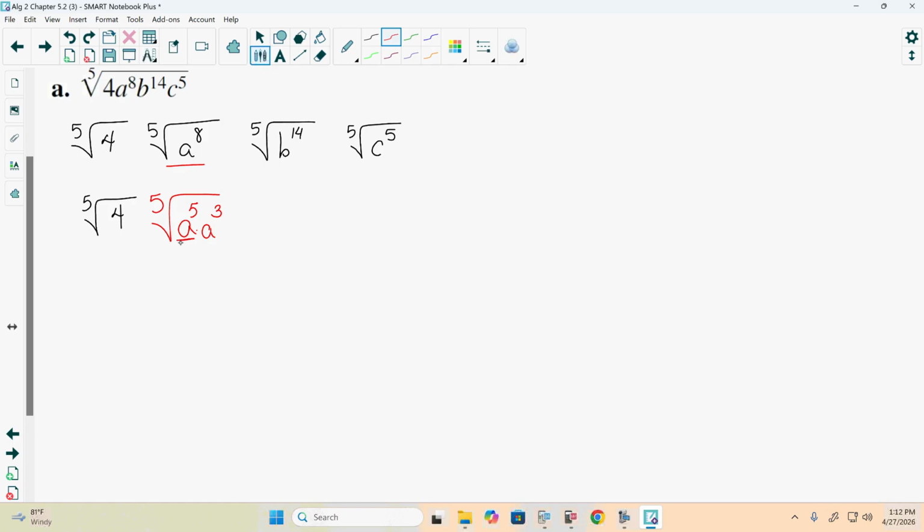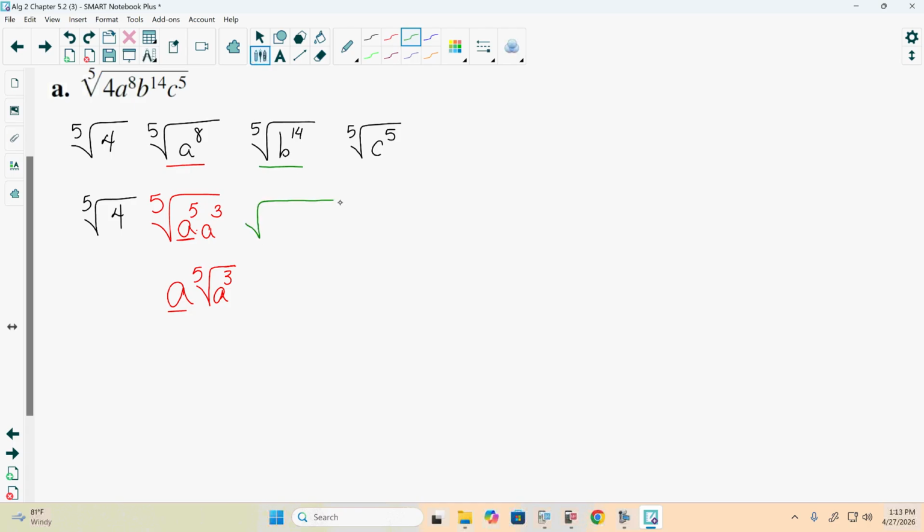Which tells me that this a to the 5th would come outside the radical. But it also means that a to the 3rd has to stay inside, because every time that exponent is divisible by 5, we can pull one group out. So if it had been a to the 10th, we could have pulled 2 out. A to the 14th, we could still pull out 2, but we would have 4 left over. So a has come out. A to the 3rd has to stay inside for that part.